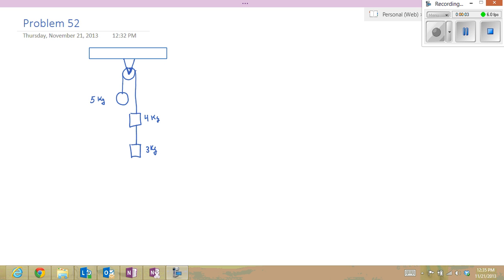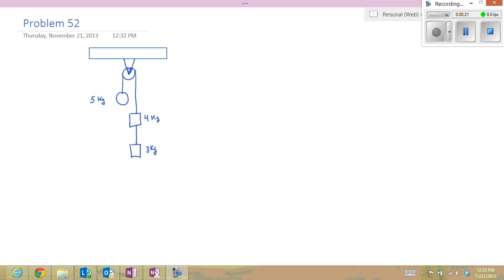Okay, for problem 52, we're going to solve for the acceleration of the system as shown here. We have three masses suspended over a pulley. The pulley is massless and frictionless, so we don't have to worry about the pulley in our calculation. So we have three masses, therefore we have three free body diagrams.